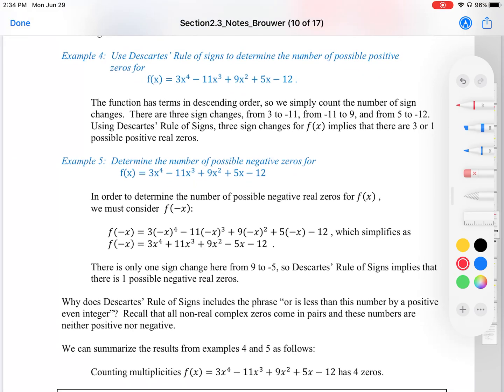4. Use Descartes' rule of signs to determine the number of possible positive zeros. Let's take a look at our sign changes. I go from positive to negative, that's a sign change. And then negative to positive, that's a sign change. And then positive to negative. The function has terms in descending order, so we simply count the number of sign changes. There are 3 sign changes, which we have highlighted.